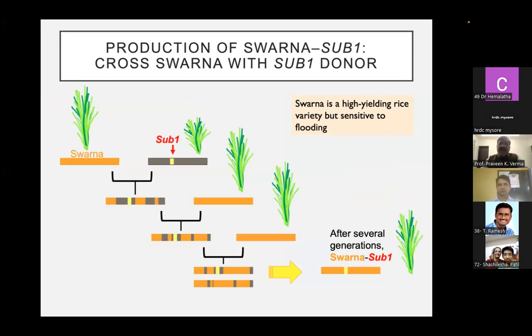I am giving this example just to understand the basis of breeding programs. The Swarna variety was the susceptible variety, so just concentrate on the orange color of Swarna. The sub-1 variety was low yielding, but it has one gene or one locus important for submergence tolerance. I have kept that in yellow, and the other part, of the recipient variety, in gray. When you cross them, it will be almost 50%, 50%. But the sub-1 will also be integrated here.